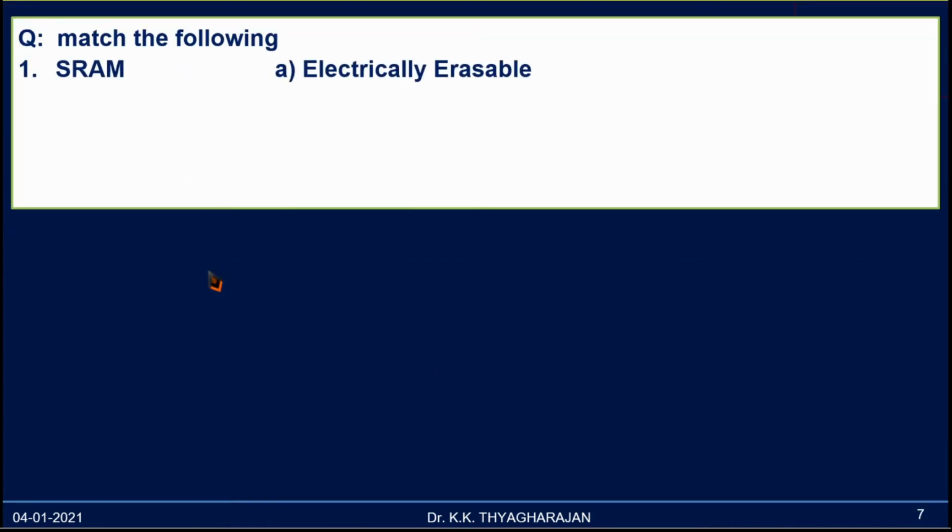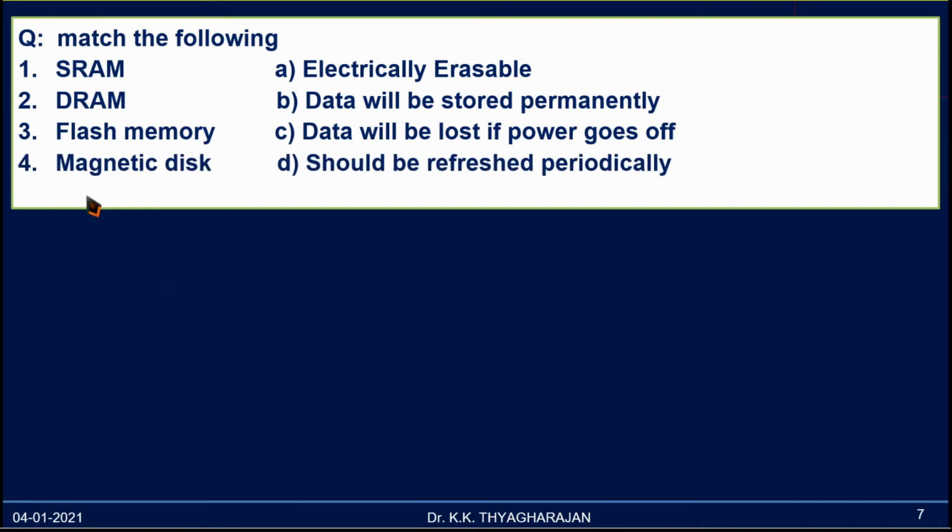Let us see the next question. Match the following. You see all the things. You read the first column: SRAM, DRAM, flash memory, magnetic disk. This side: electrically erasable. Data will be stored permanently. Data will be lost if power goes off. Should be refreshed periodically. In this case, you can easily match this one.